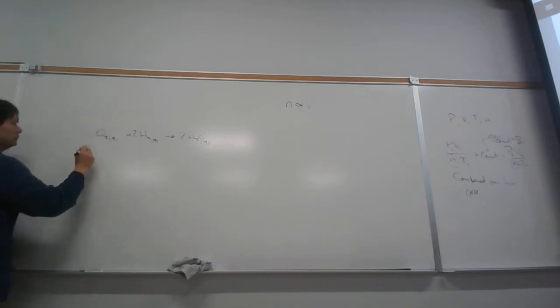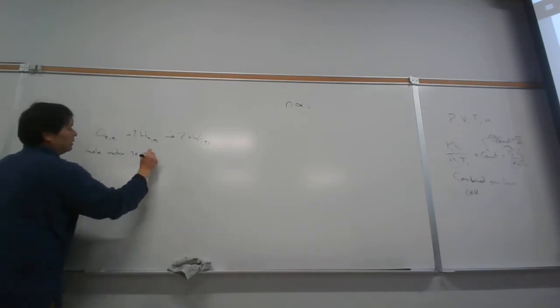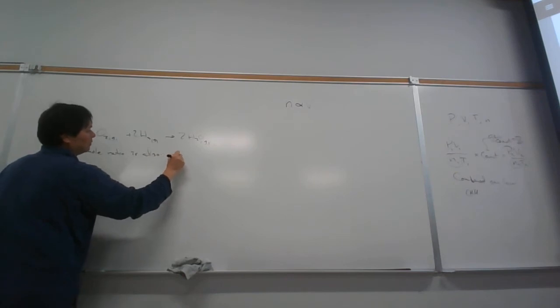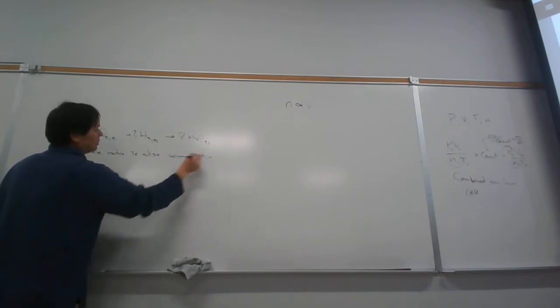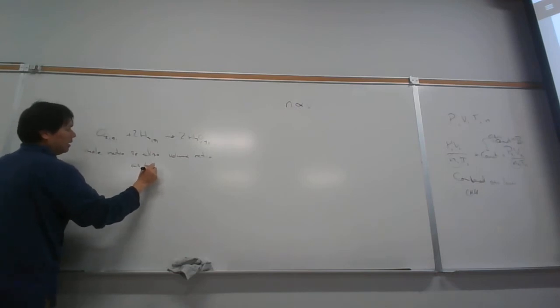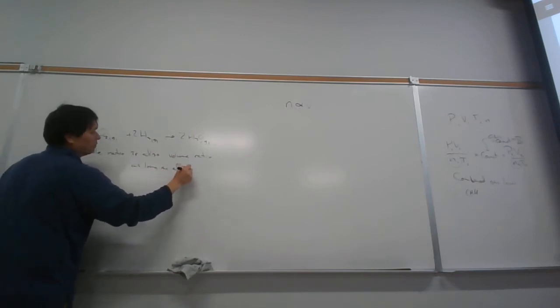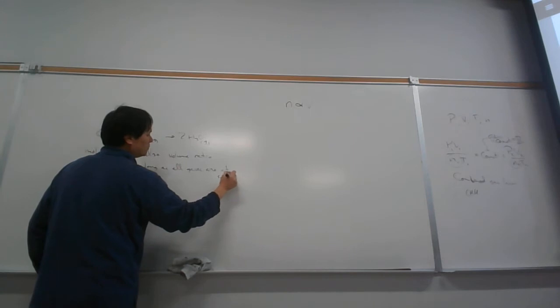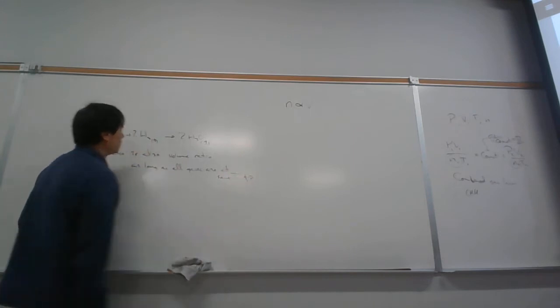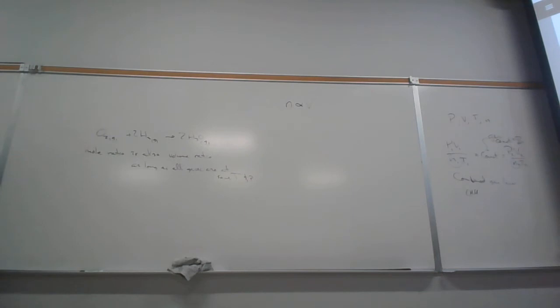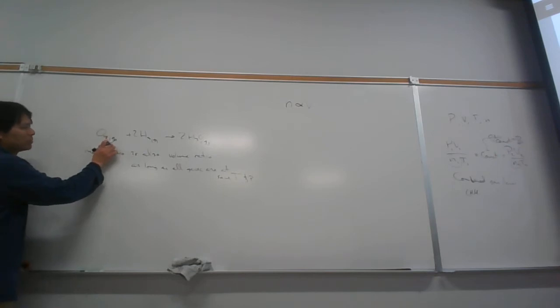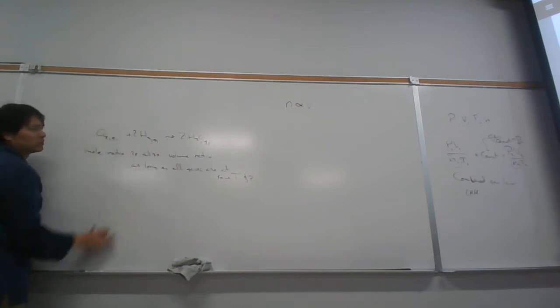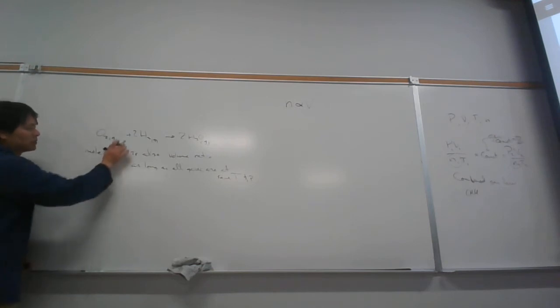This is the mole ratio. It is also the volume ratio, as long as all gases are at the same temperature and pressure. So let's say all the gases are at room temperature and 1 atmosphere, then this works. However, if the oxygen is at this temperature and pressure and the hydrogen is at a different temperature and pressure, then it doesn't work, because the temperatures and pressures are different.